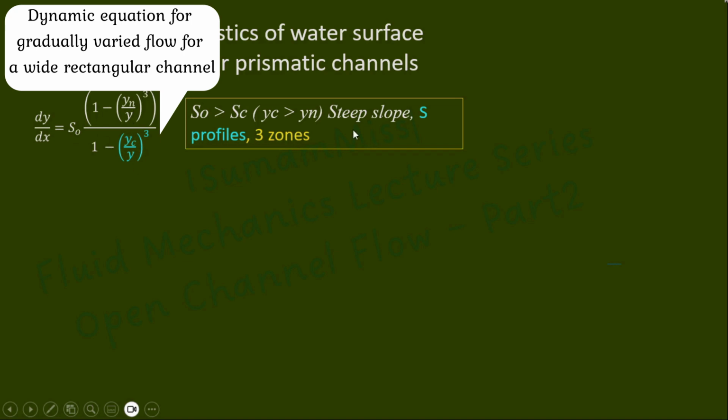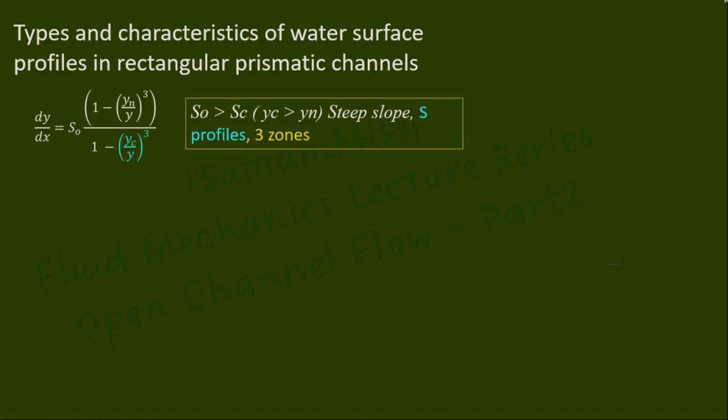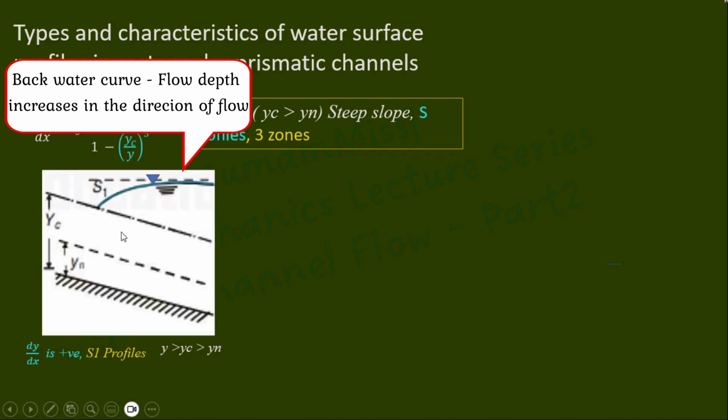So three types of profiles are available, S1, S2 and S3, corresponding to the position of y with respect to yc and yn. If y is above yc and yn, then dy/dx is positive, and the S1 profile is a backwater curve. You can see this S1 curve is a backwater curve. Initially the position of y is in zone 1.